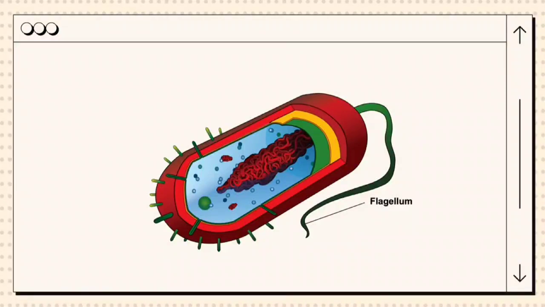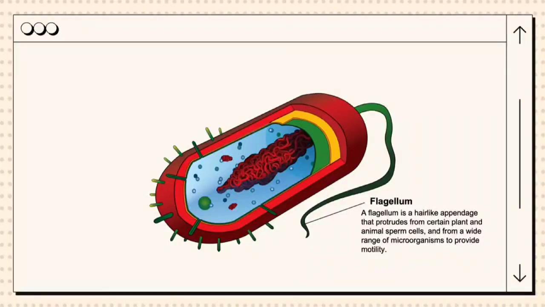Next, flagellum. A flagellum is a hair-like appendage that protrudes from certain plant and animal sperm cells and from a wide range of microorganisms to provide motility. Some bacteria are able to swim because they have one or more flagella. Bacterial flagella have a much simpler structure than eukaryotic flagella.